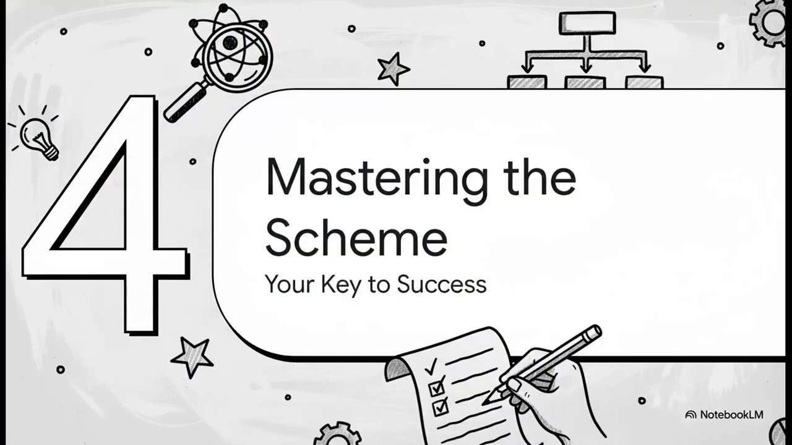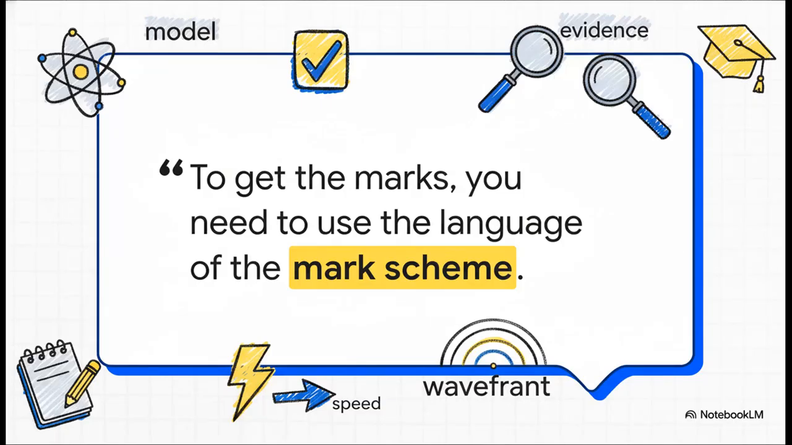So let's just quickly recap the key to all of this. Getting top marks on this question wasn't just about knowing the physics, was it? It was about communicating it perfectly, using the exact language from the mark scheme as our guide. And honestly, this is the most important takeaway from this whole thing. To get the marks, you have to use the language of the mark scheme. Using those key terms like model, new evidence, and difference in speed, they aren't just buzzwords. They're the building blocks of a perfect answer, the things that show the examiner you deeply understand the concepts.